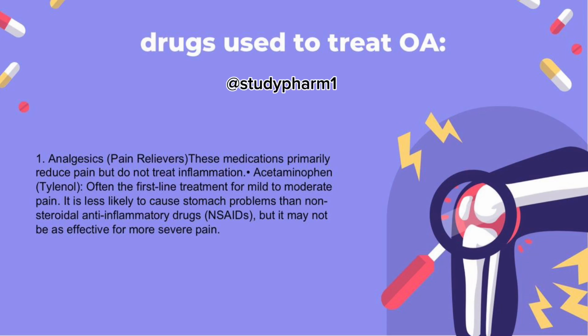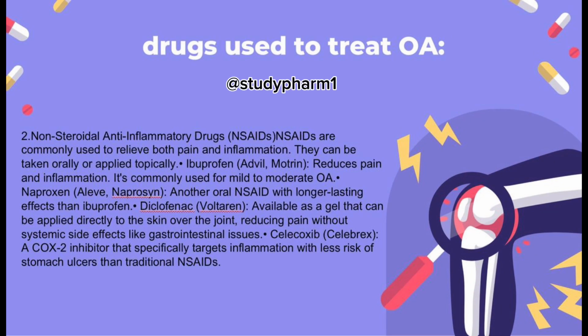Acetaminophen, Tylenol. Often the first-line treatment for mild to moderate pain. It is less likely to cause stomach problems than non-steroidal anti-inflammatory drugs, NSAIDs, but it may not be as effective for more severe pain. 2. Non-steroidal anti-inflammatory drugs, NSAIDs. NSAIDs are commonly used to relieve both pain and inflammation. They can be taken orally or applied topically.